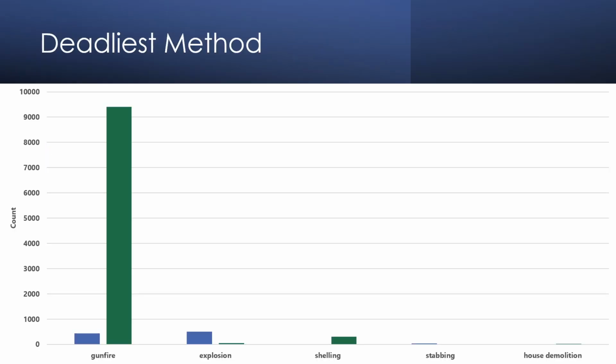Now the deadliest method: gunfire has proved to be the deadliest method in the Gaza Strip and West Bank combined. Meanwhile, for Israel, explosion and gunfire proved to be the deadliest weapons. But again, West Bank and Gaza Strip have the most casualties from the numbers we can see.